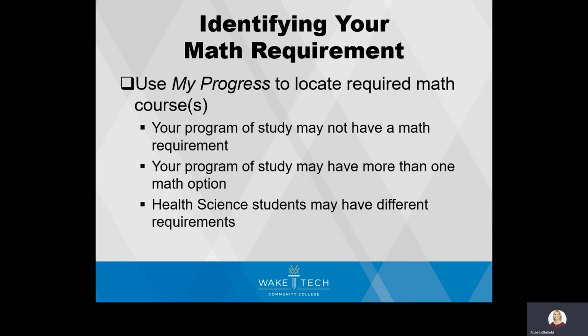You also may notice on your progress tool that you may have more than one math option. So lots of our programs of study allow students to choose between many math courses. You may see just one listed, but you may also see anywhere from 2, 3, all the way up to like 5 math options. And so if that's the case, you'll need to choose which one of those math courses you plan to take.